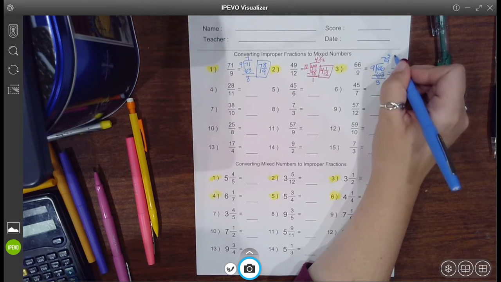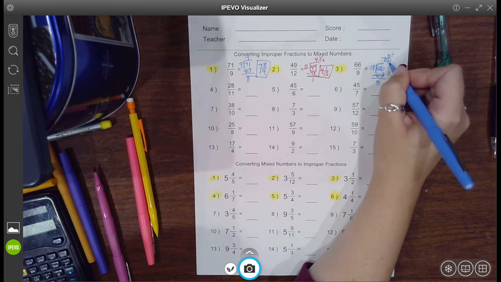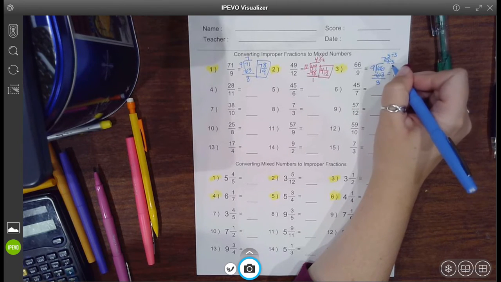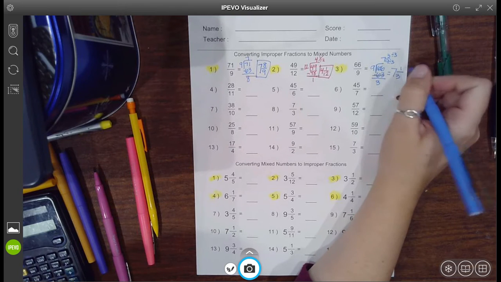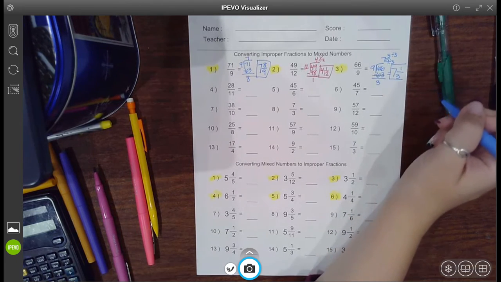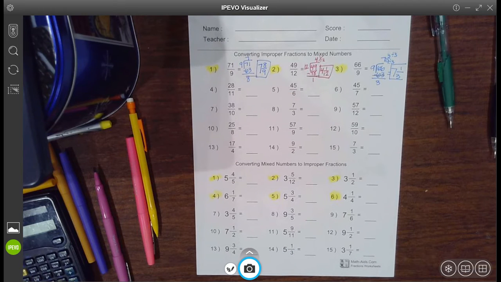So can you reduce 3/9? Yes, by 3. And 3 divided by 3 is 1, and 9 divided by 3 is 3. Can you reduce it again? No. So my final answer is 7 and 1/3 for that one.